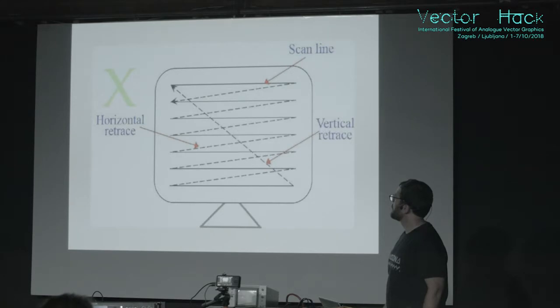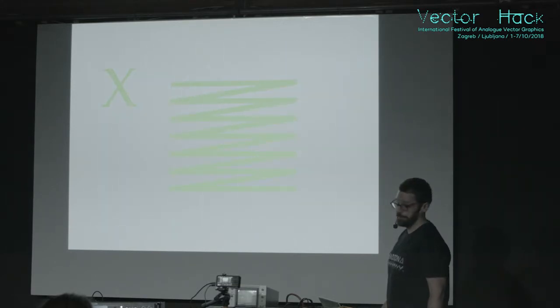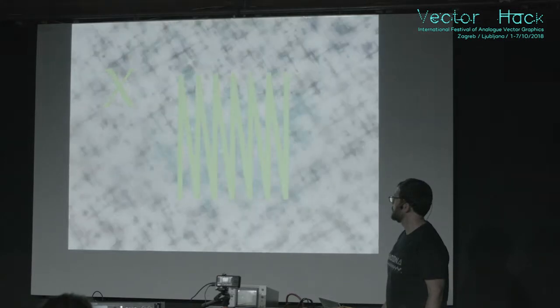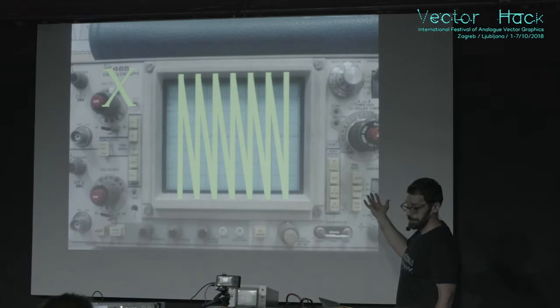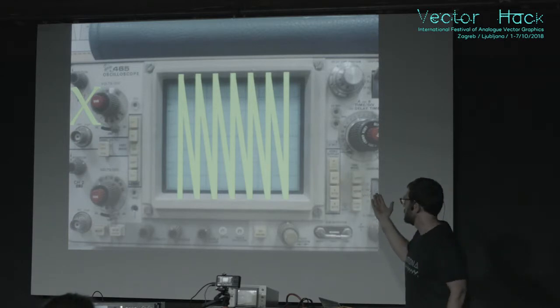Simplified. All right. On the X, across, scan line, retrace, scan line, retrace. This continues over and over again, and it makes this kind of pattern. If we get rid of the TV, and we just look at it this way, put it on its side, and then look at it on an oscilloscope screen, we have a sawtooth waveform. If we plug a sawtooth waveform into one of our channels, this is what we'd expect to see on the oscilloscope.